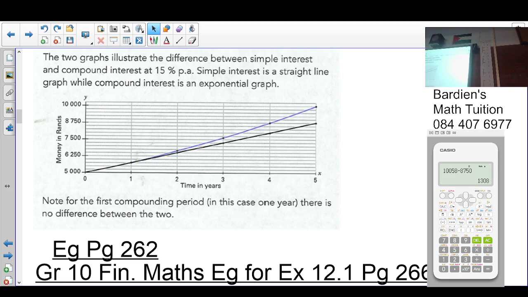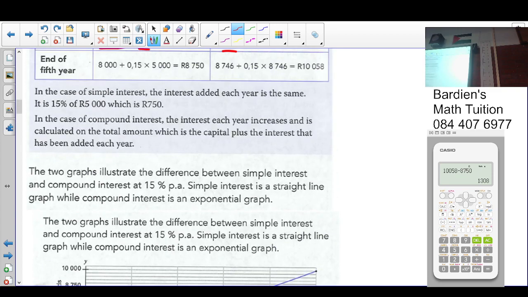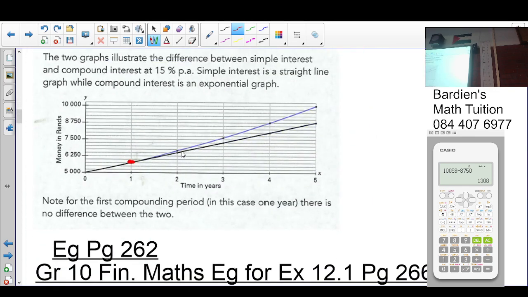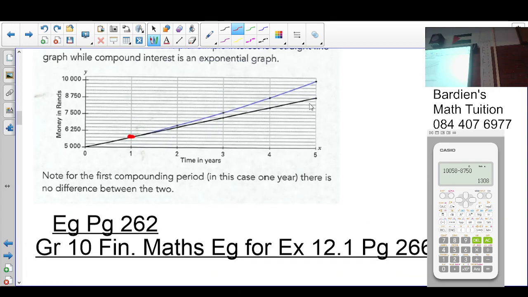As we saw, the first year, that amount was the same. Can you see that? But look at the second year, there's a small discrepancy or difference of, I think, 113 Rand, no? Can you see that? Then the second year is bigger, the third year is bigger, the fourth year is bigger. Can you see that, people? So as you can see, this is exponential growth, while that is linear growth.